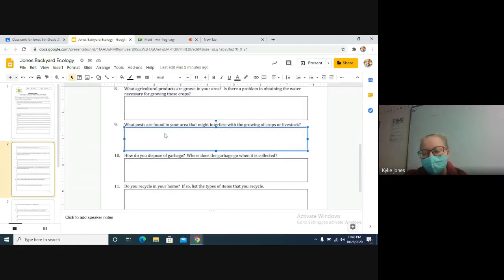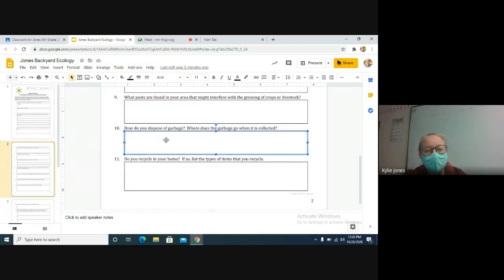Number 9, what pests are found in your area? And that doesn't mean like your little brother who annoys you. It means like a jackrabbit. Yeah, like rabbits that might eat the crops or insects that get in the way of growing things. So things like that.